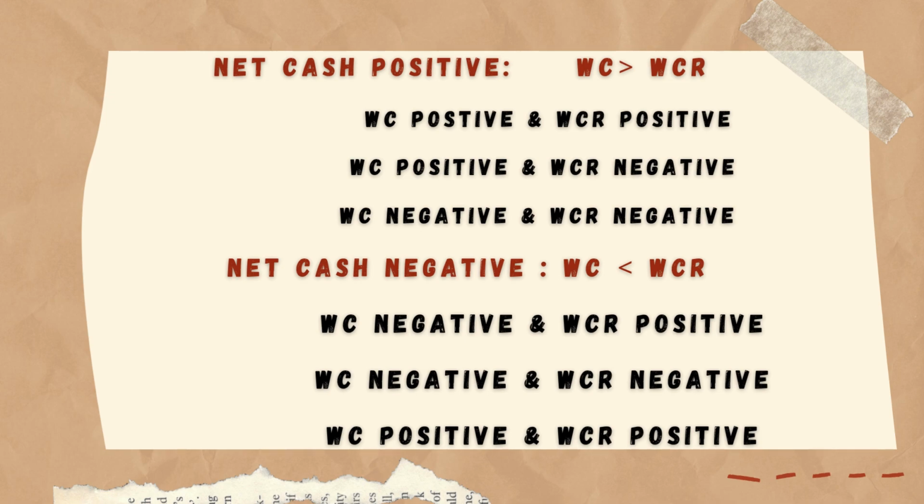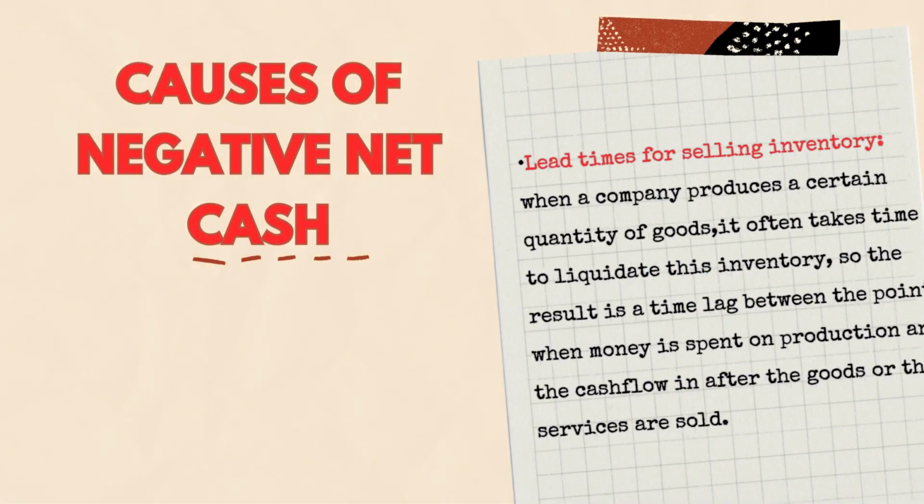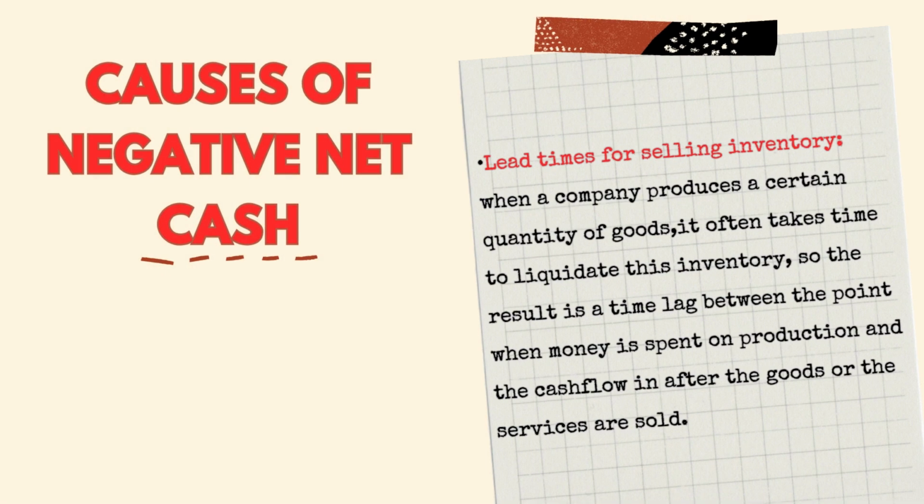Here we have to know what the several causes are that make the net cash negative. So, first, lead time for selling inventory. When the company produces a certain quantity of goods, it often takes time to liquidate this inventory. So the result is a time lag between the point when money is spent on production and the cash flows in after the goods or the services are sold.